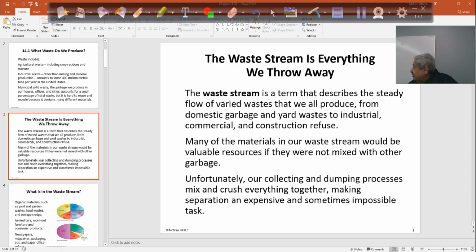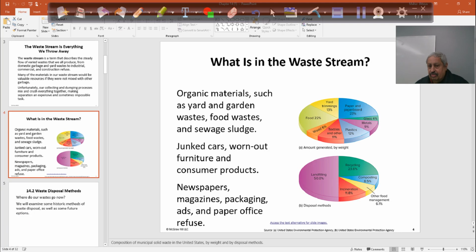And sometimes recycling is a big issue because you have a lot of other waste mixed with some valuable resources, such as aluminum cans, for example. It's sometimes very hard because they are mixed with other toxic waste. Unfortunately, our collecting and dumping processes mix and crush everything together, making separation expensive and sometimes impossible. And that's what I said. Sometimes we have very valuable resources in this waste, but it's very hard to recover or recycle.